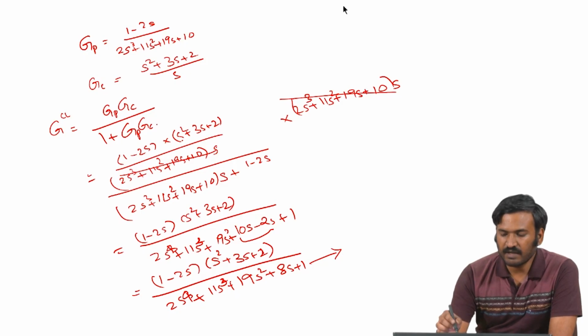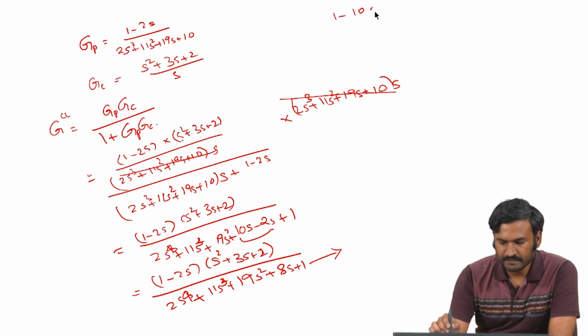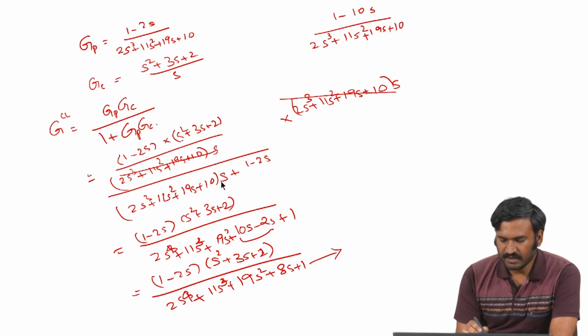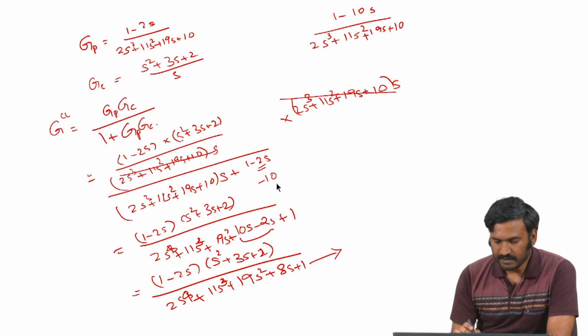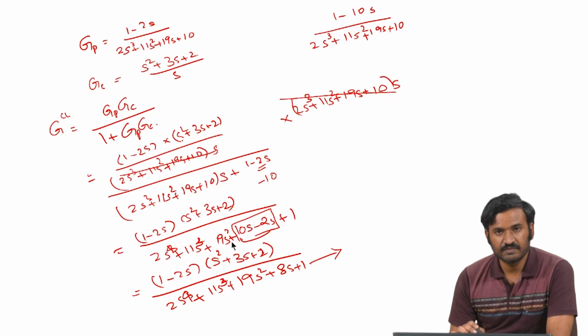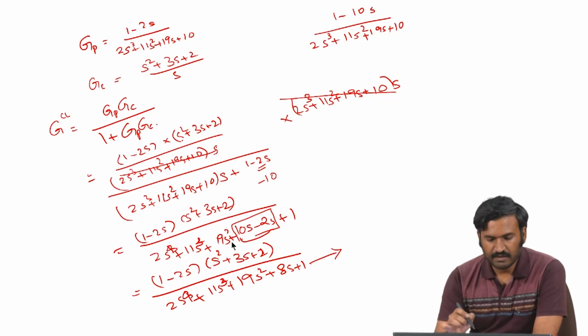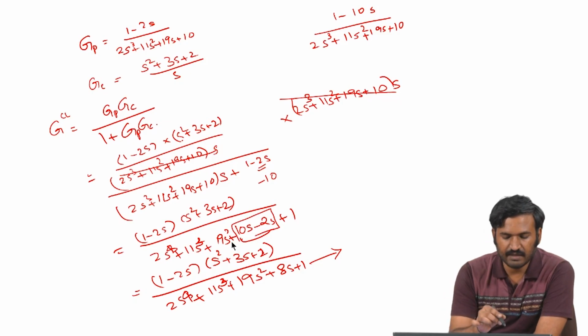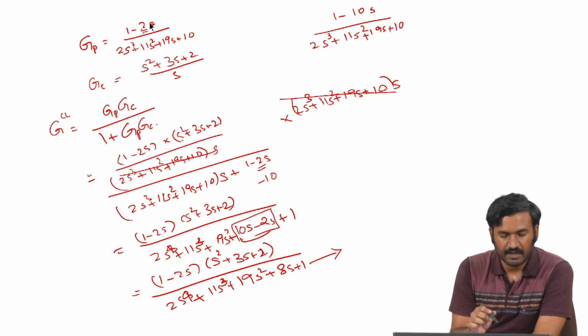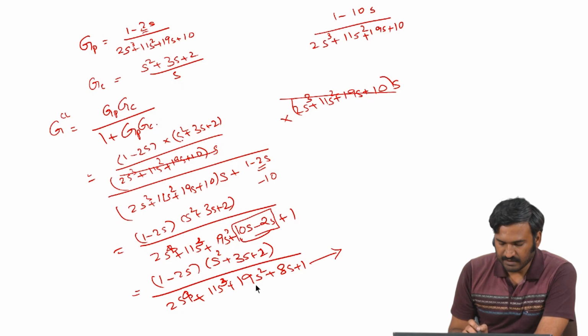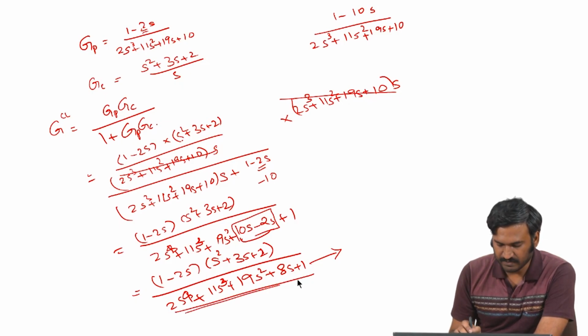Now, let us suppose the process is like 1 minus 10s divided by the same denominator 2s cube plus 11s square plus 19s plus 10. Then we will have minus 10 instead of 2 here, and this term will become 0. So, we can analyze this by replacing this 2 with some coefficient alpha and checking whether this alpha will have any effect on the stability of this process.